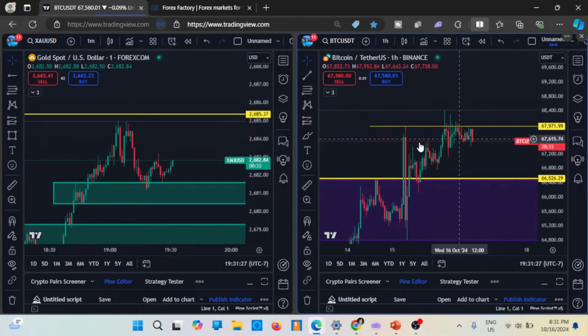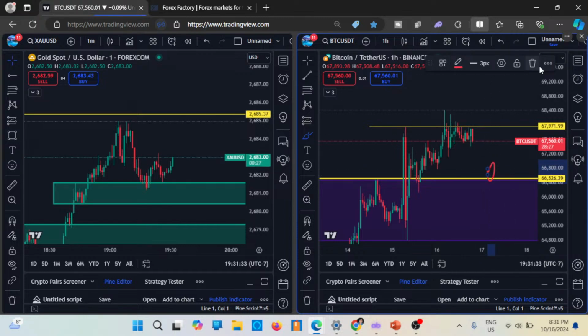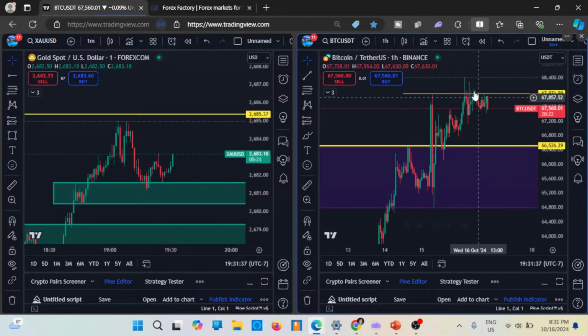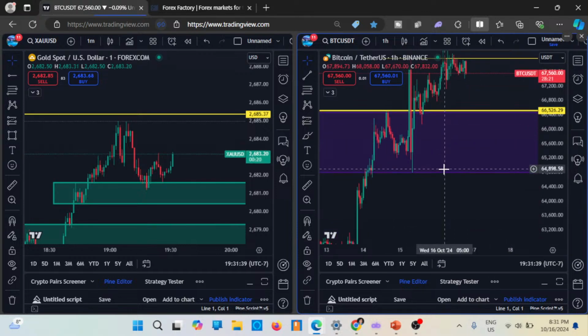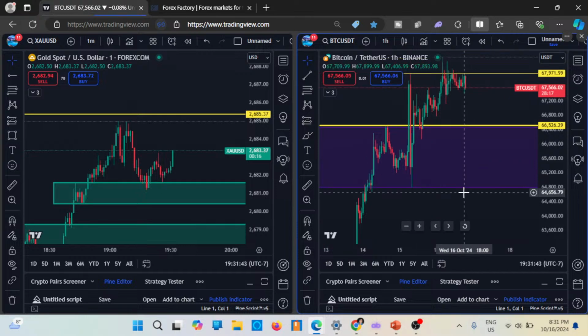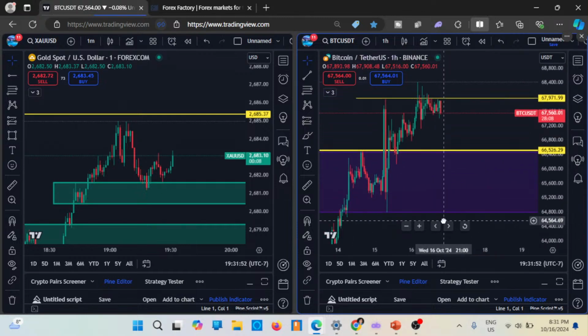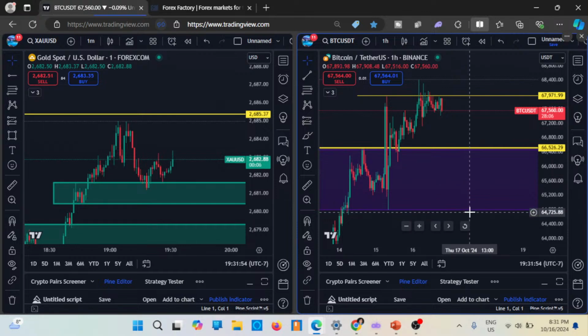So for Bitcoin right now, we're going to just wait for the price to come to 66,000, and if it holds that, we go ahead and buy. For this uptrend that Bitcoin is currently in to continue, we have to make sure it doesn't break below 64,000. That's now the most important level Bitcoin needs to hold for this uptrend to continue. 64,700 there.